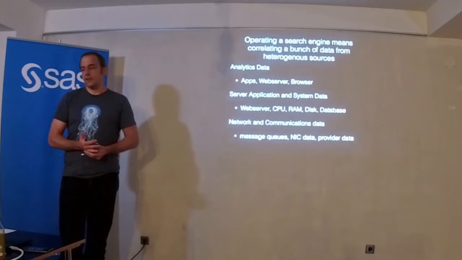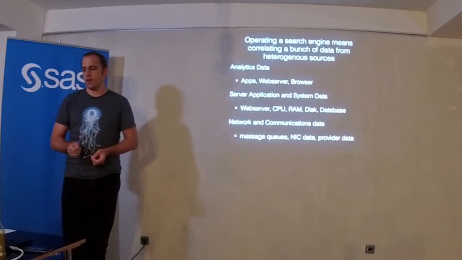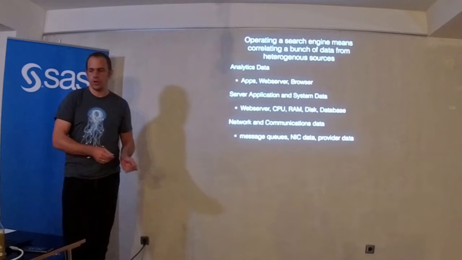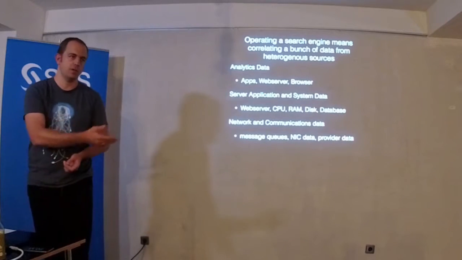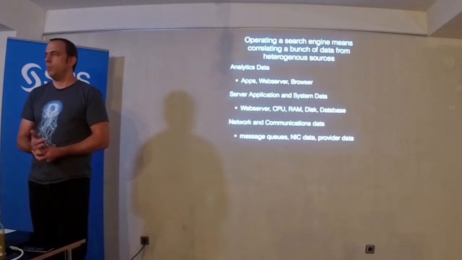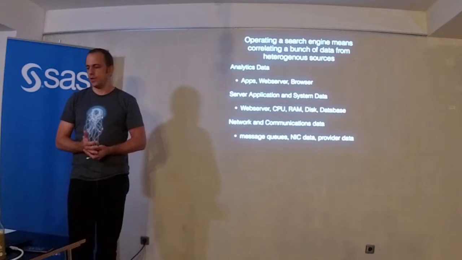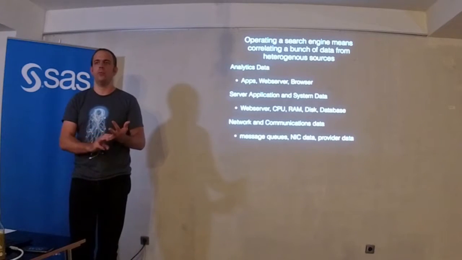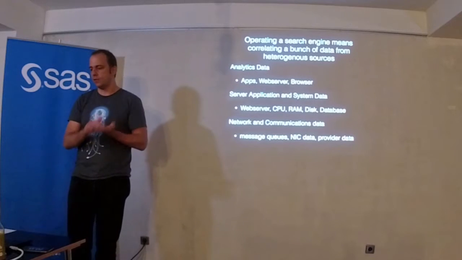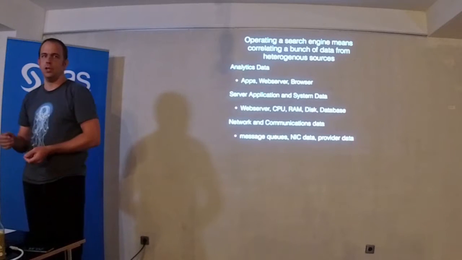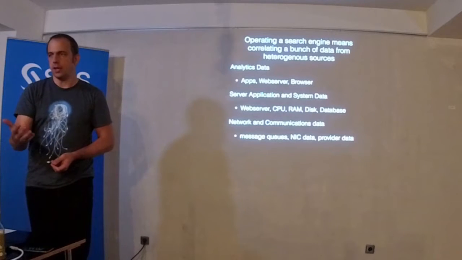So back to the topic. As I said, operating a search engine means correlating a bunch of data from different sources. You have the classic analytics data, so the mobile apps generate some data, the web server generates data, which pages are delivered, which searches are made. The browsers out there, the clients for the web app, deliver data, which is usually handled by the Google Analytics stuff. Your servers themselves generate data, so they have CPUs in there that do stuff, they have RAM which can get full, they have disks which are busy or get full, they have databases which get slow, and you also have links between your systems and have message queues or network interface data, and your providers which provide you your connection to the internet also provide you with data on what they think your systems are doing.